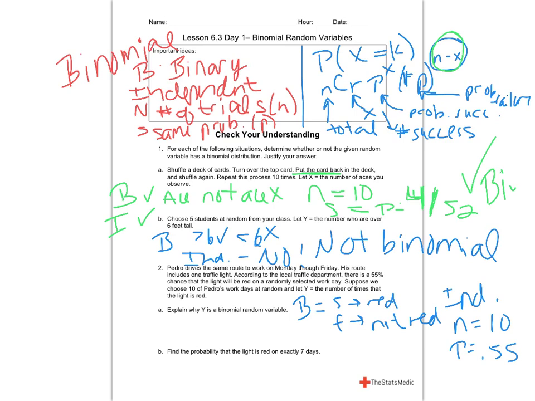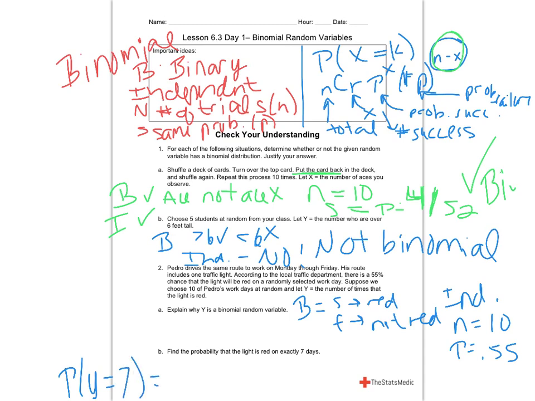Now it says find the probability that the light is red on exactly 7 days. This is what you will be doing most of the time with binomial problems. And this will be the key to being able to decide that it's a binomial problem: you'll be counting how many successes out of a certain number, whereas geometric will be how many it will take until you get one success. This will be what is the probability you will get a certain number of successes. So, for instance, this would look like my probability of Y equals 7.